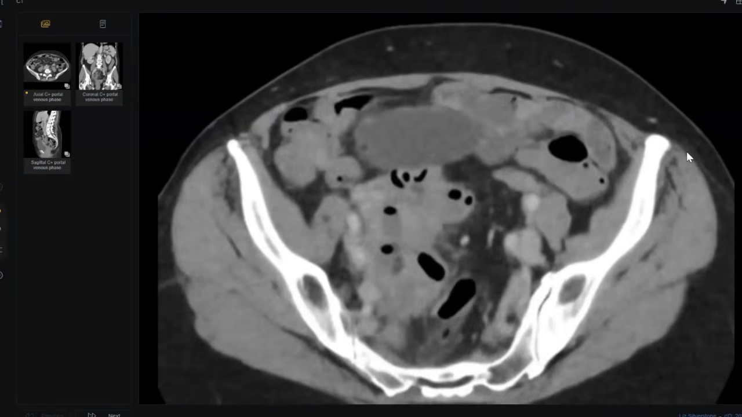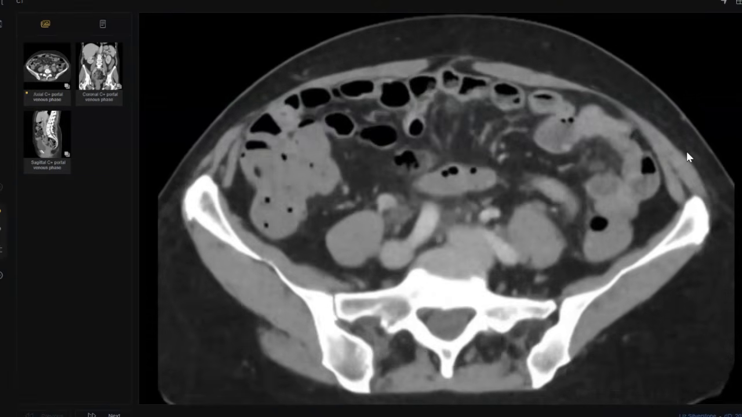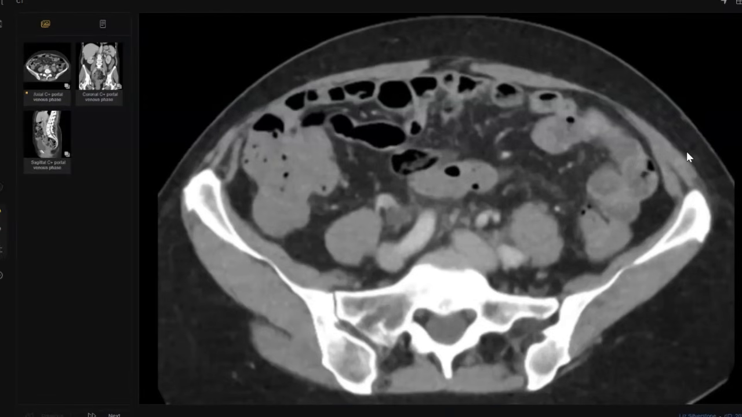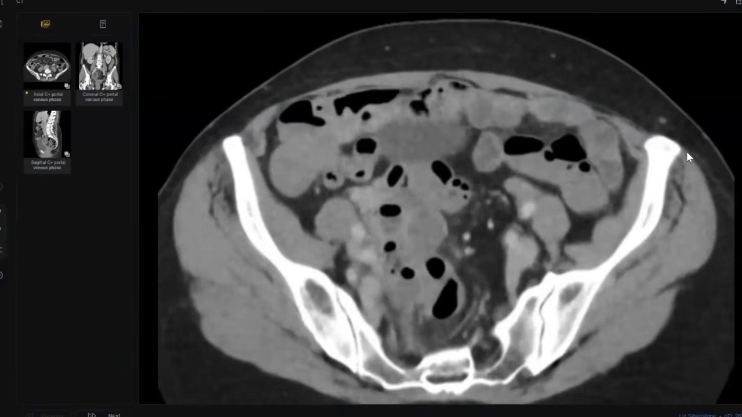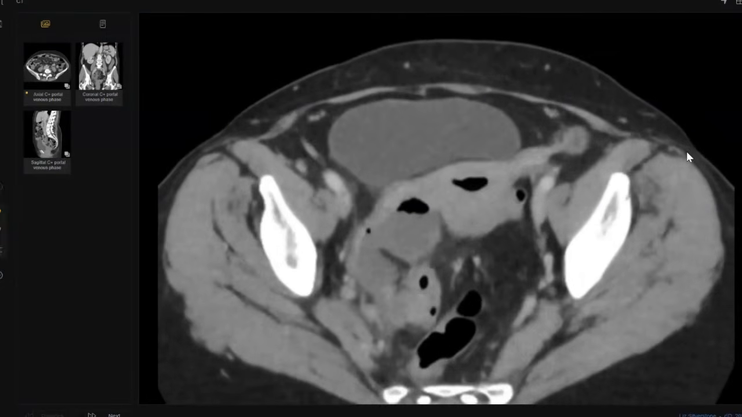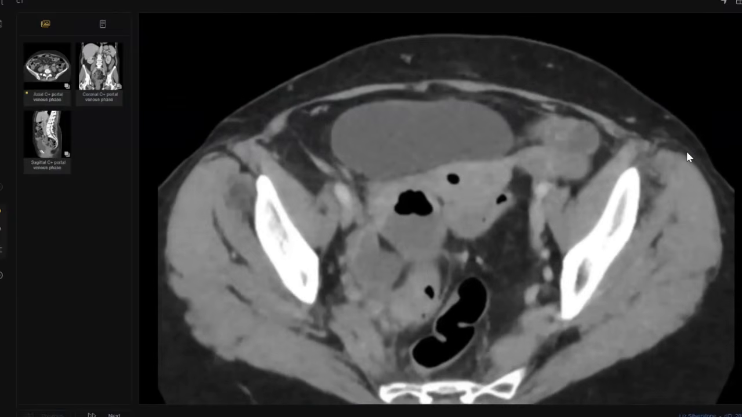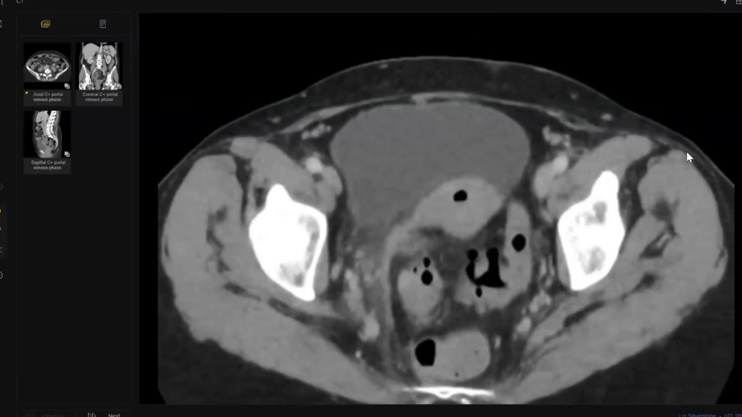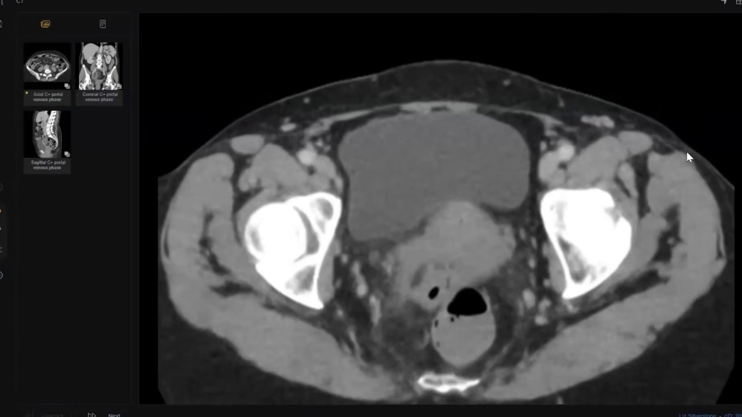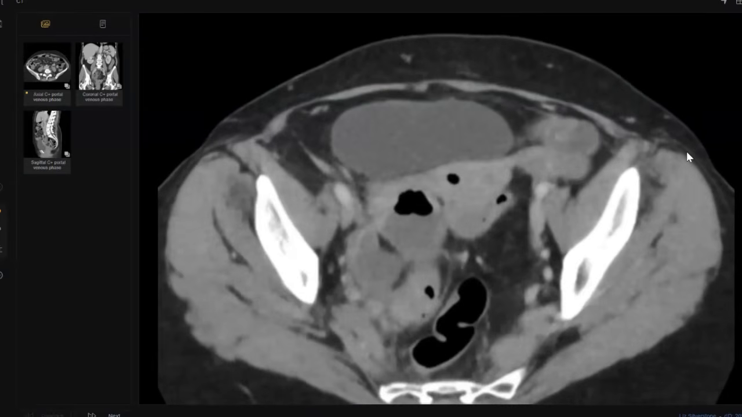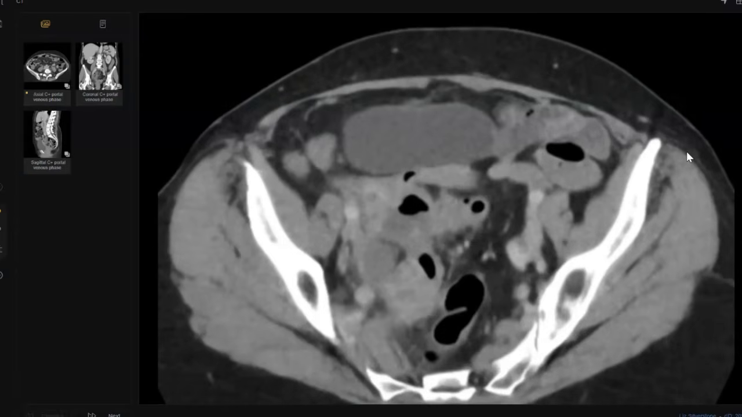Scroll up or down? This is up. Yes. Okay. So I can see there is haziness and stranding surrounding these air or gas-filled outpouchings. Can you please scroll down? I can also see there is fluid attenuation surrounding one of these gas-filled outpouchings. So my provisional diagnosis here would be acute diverticulitis, complicated by perforation.